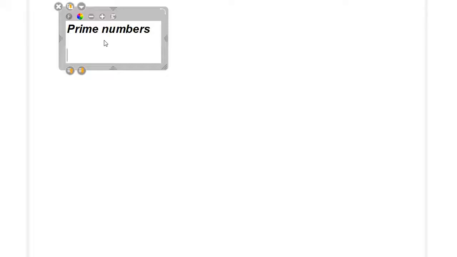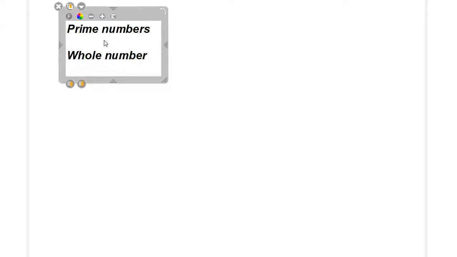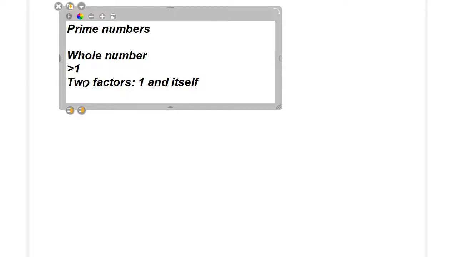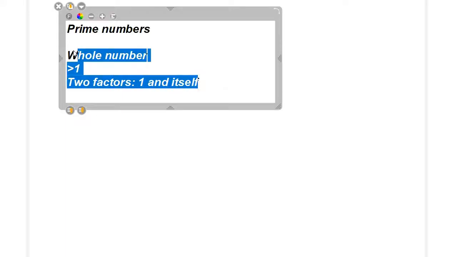Okay, a prime number is also a whole number, which means not a fraction. Another thing about prime numbers is that it is greater than 1. Finally, there's another last point about prime numbers, which is that it has only 2 factors, and these 2 factors are 1 and itself.